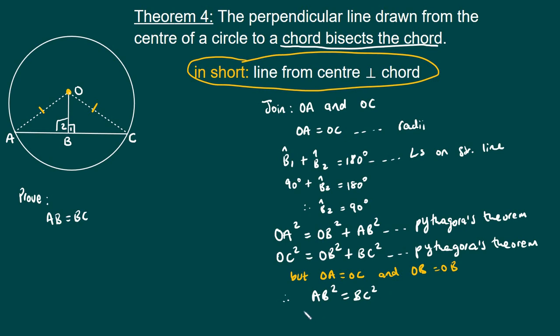Taking the root both sides, what are we going to have, good people? AB is equal to BC. You have proved the theorem. Good shot. But why am I saying AB squared and BC squared are equal?